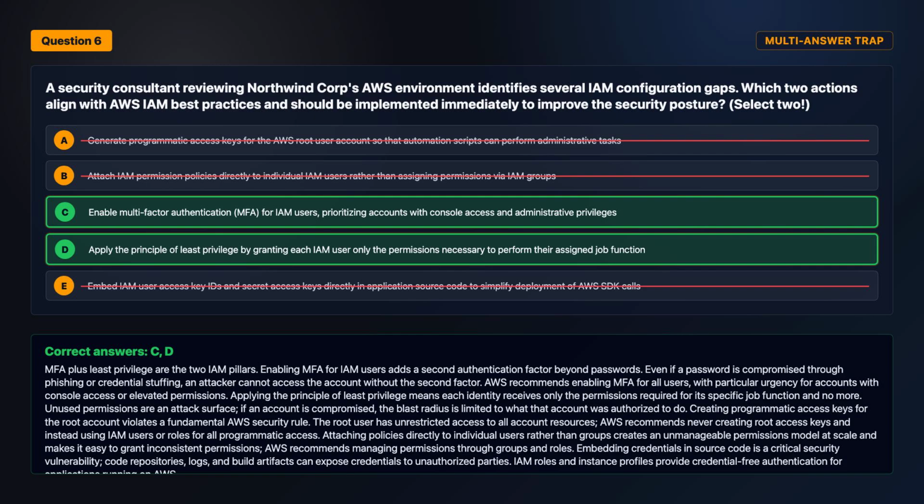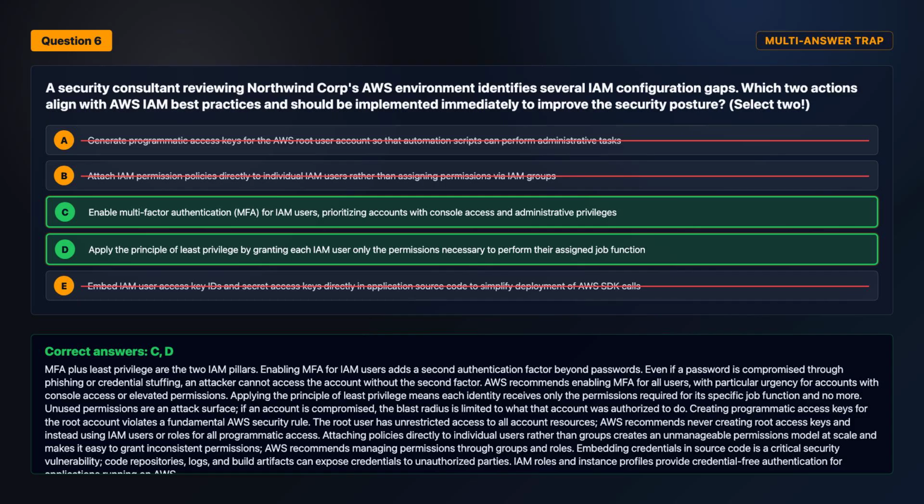Applying the principle of least privilege means each identity receives only the permissions required for its specific job function and no more. Unused permissions are an attack surface. If an account is compromised, the blast radius is limited to what that account was authorized to do. Creating programmatic access keys for the root account violates a fundamental AWS security rule. The root user has unrestricted access to all account resources. AWS recommends never creating root access keys and instead using IAM users or roles for all programmatic access.